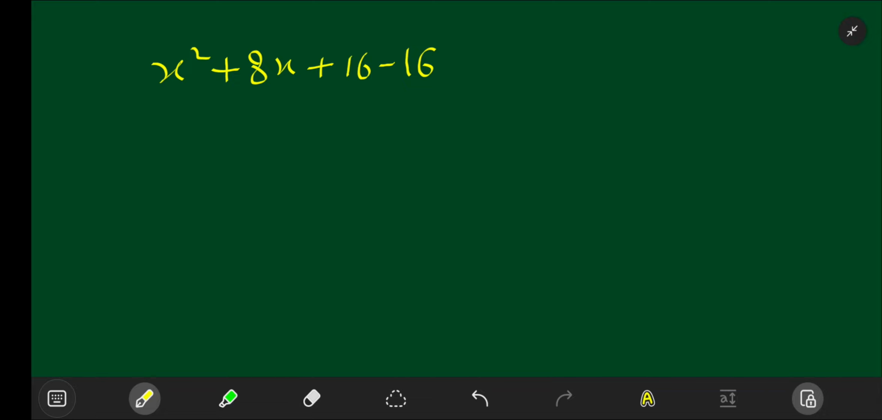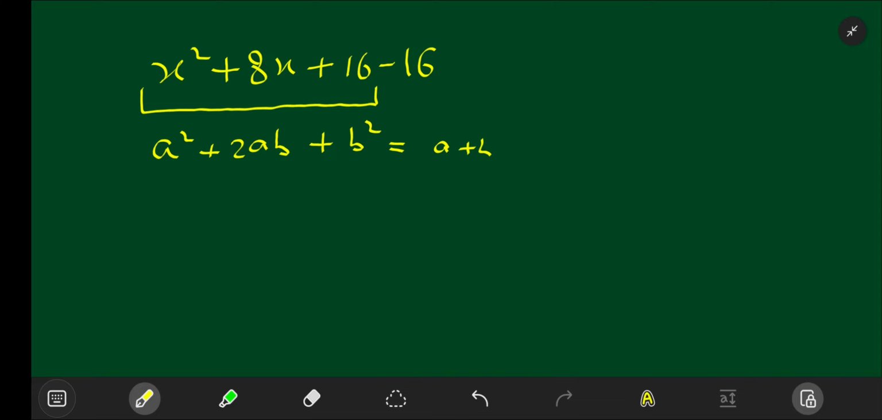Now, by seeing this equation we understood that this portion is in the form of a plus b whole square. a square plus 2ab plus b square is equal to a plus b whole square.